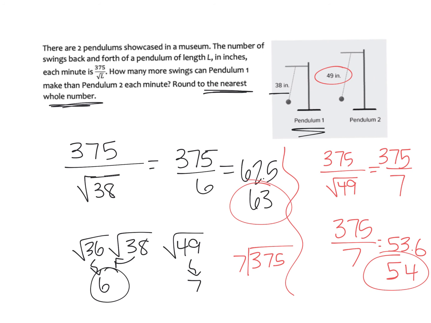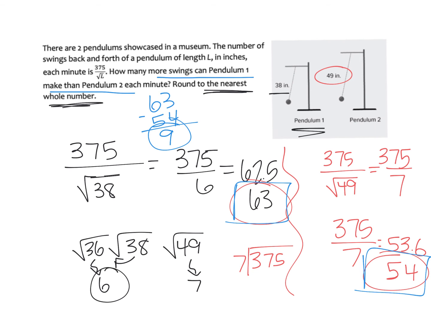Now let's see if we can answer the question. It says, how many more swings can pendulum 1 do than pendulum 2? One of them does 63, the other does 54. To see how many more, I'm going to subtract. I'm going to do 63 take away 54, which ends up being 9. So it can do about 9 more swings. There are a lot of steps in this problem. Again, this would be one I would want to write down so you have a good example of how I got everything here.